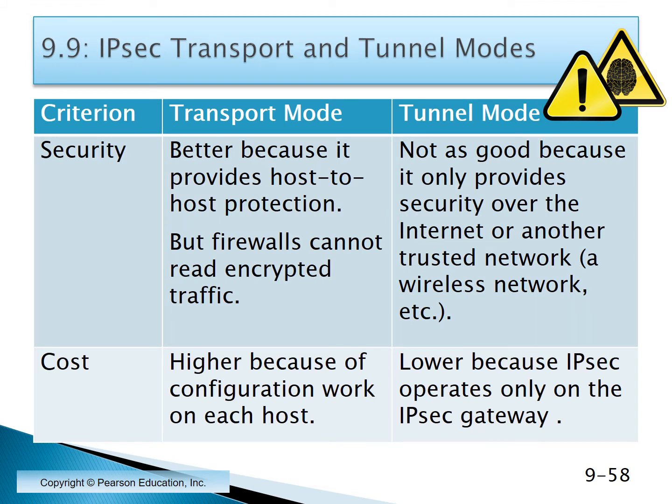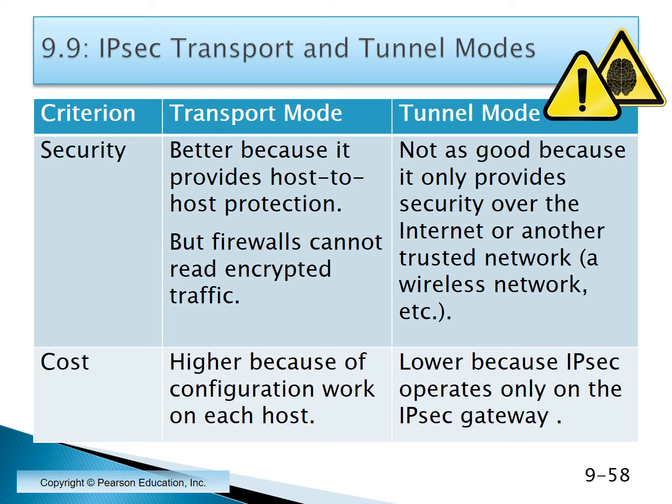So this is just a table comparing the two. Again, for the transport mode, you have better security because it provides host-to-host protection. But there's also a problem because firewalls cannot read the encrypted traffic. So sometimes some of your users or employees are not following your rules. They are downloading something that actually contains a virus. But if it's also encrypted, then you cannot check it at your gateway.